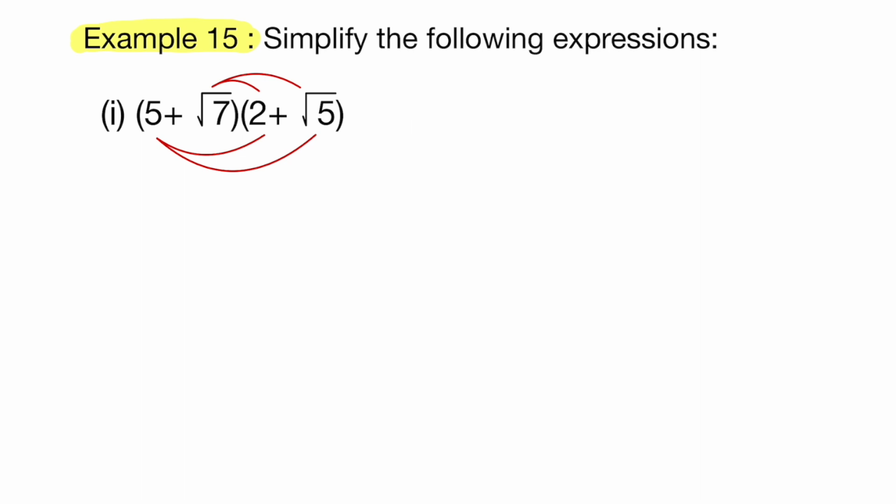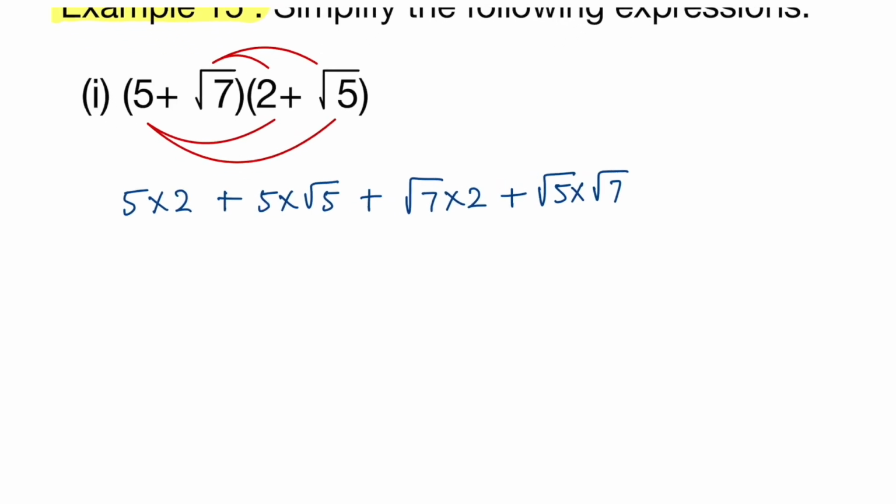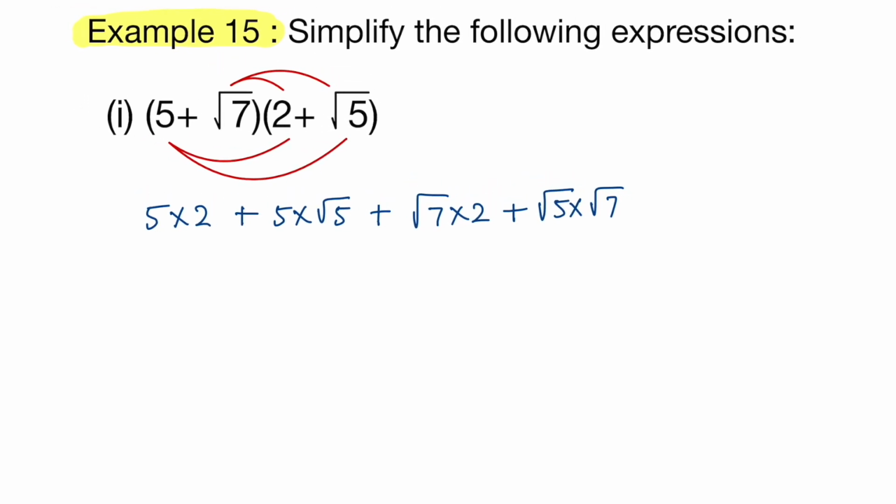So let us start, first doing the multiplication by 5. So 5 multiplied by 2 plus 5 multiplied by root 5, and that is all for 5. Now we are going to do it for root 7. So it's root 7 times 2 plus root 7 times root 5. I just wrote it the other way, but essentially it's the same, root 5 into root 7.